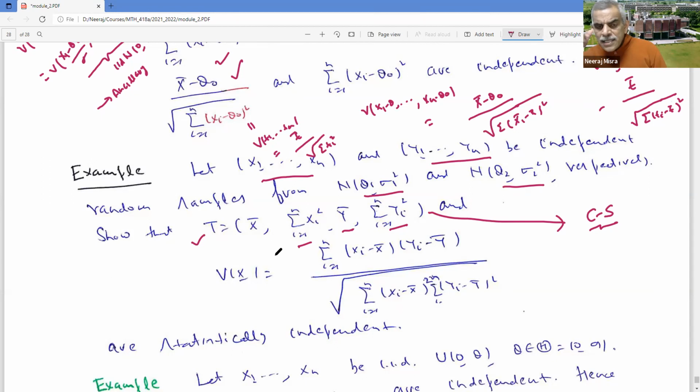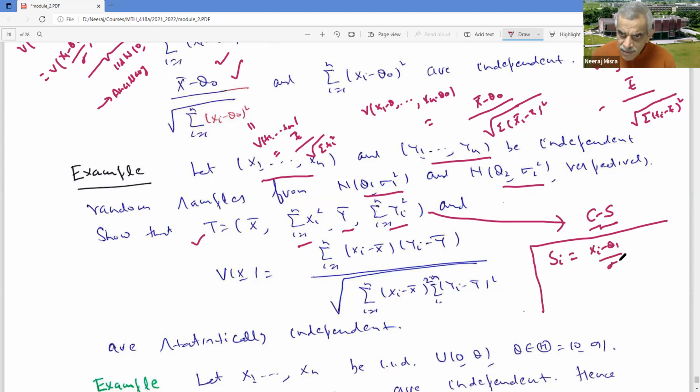You see, in situations where you have to show a statistic is ancillary, what you try to do is first transform your original Xi's in such a way that their distribution does not depend on theta. That they become ancillary, or their distribution becomes independent of theta. So what I can do is define, let us say, Si. I want to make these Xi's distribution independent of theta. So that is the same as Xi minus theta 1 by sigma 1, i equal to 1 to n. Similarly, for Yi's, I can define Ti's to be Yi minus theta 2 by sigma 2.